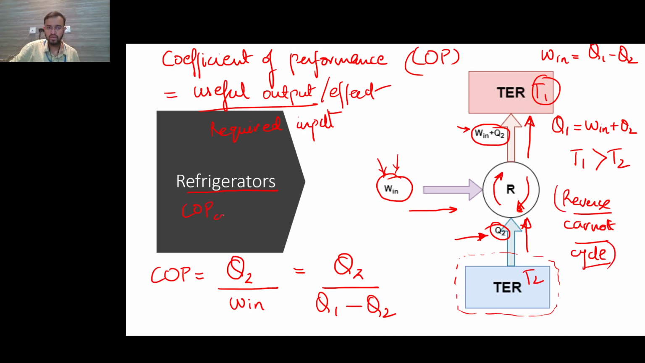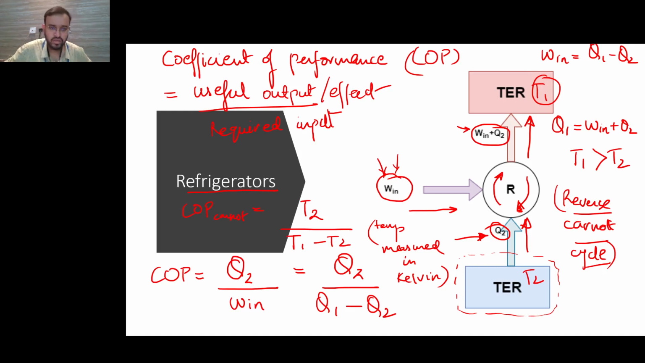So COP Carnot is equal to T2 divided by T1 minus T2, temperature measured in Kelvin. All right. So you've got the coefficient of performance for a Carnot cycle, and below that you will have the coefficient of performance for any other refrigeration cycle. All right.